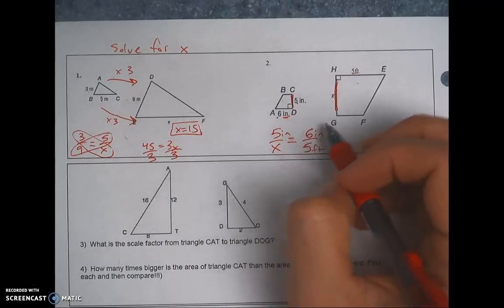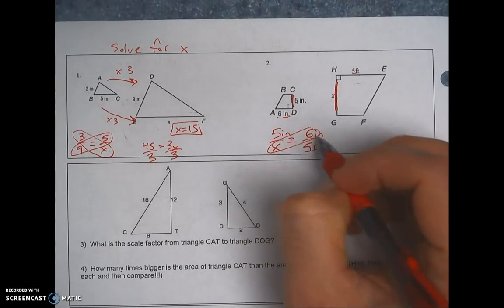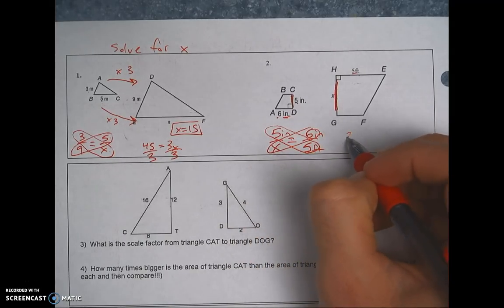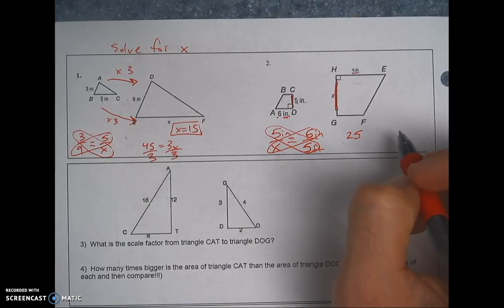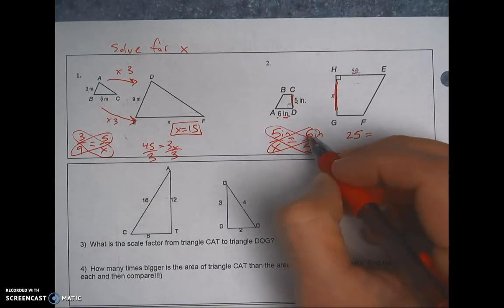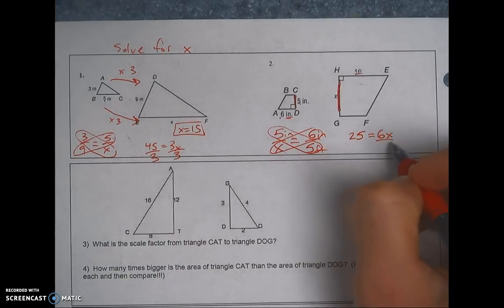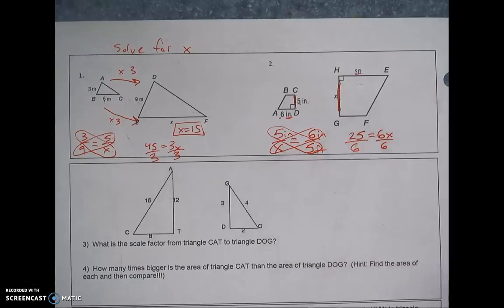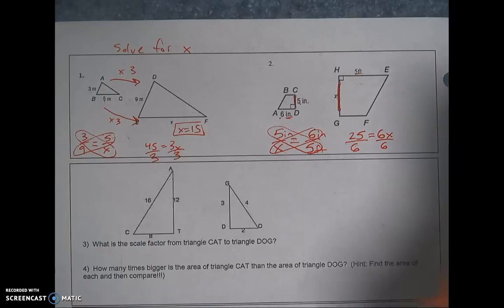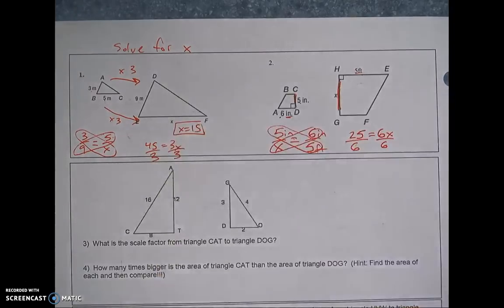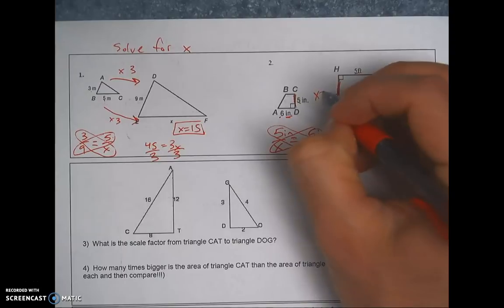So we're going to cross multiply here. 5 times 5 is 25. 6 times x is 6x. And we're going to divide. 25 divided by 6. Plug that in the calculator. We're going to round it. Approximately 4.2. So x equals 4.2.